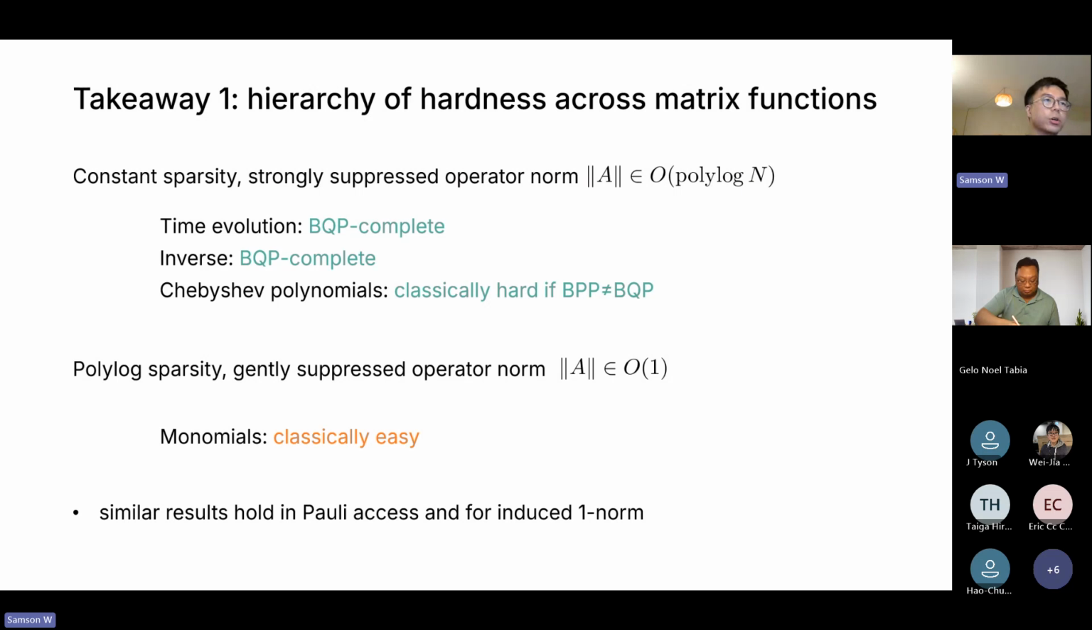We find similar results hold in Pauli access, so they're robust to this more constrained setting of Pauli access. And we also find some similar results when we look at different norms, like the induced matrix 1 norm.